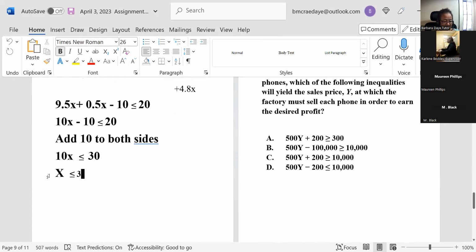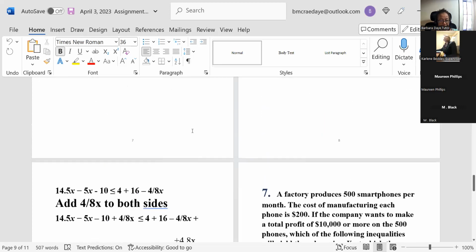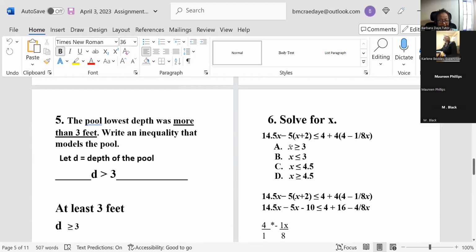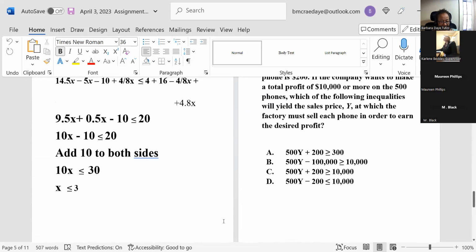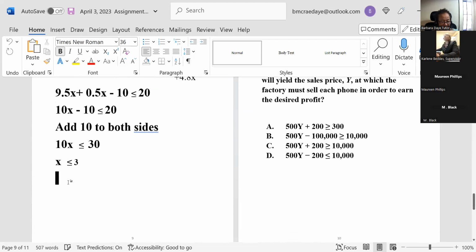And what answer is that? Let's see. Go back up here to your choices. B: x less than or equal to 3. Answer B. That's correct. Answer B. Mercedes, questions?